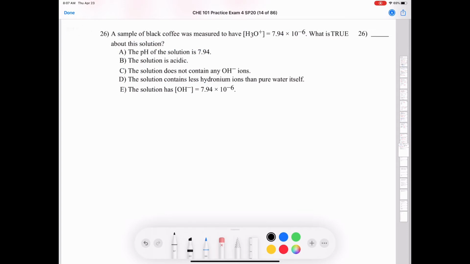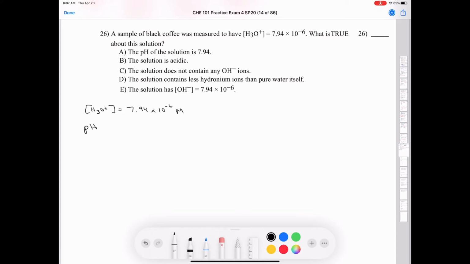Number 26, a sample of black coffee was measured to have a concentration of hydronium equal to 7.94 times 10 to the minus 6. We'll assume that's moles per liter. What is true about this solution? The first possible answer says the pH of the solution is 7.94.